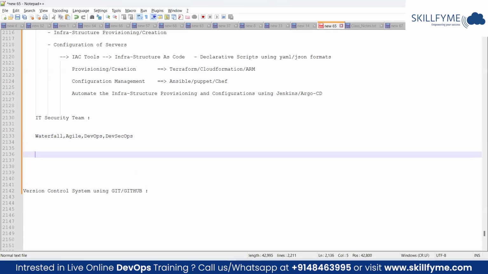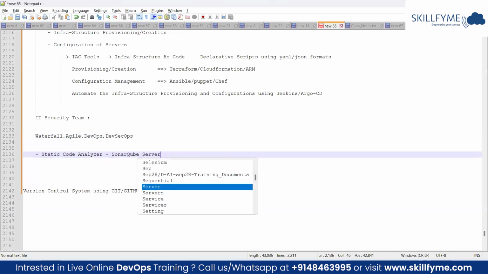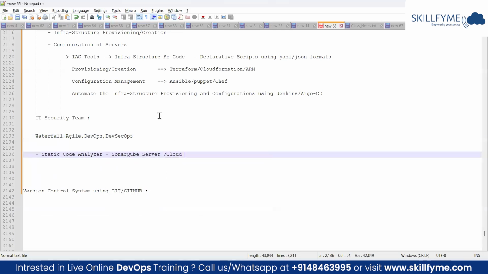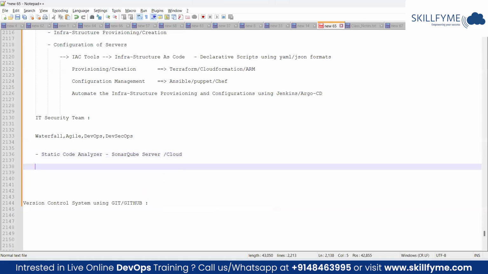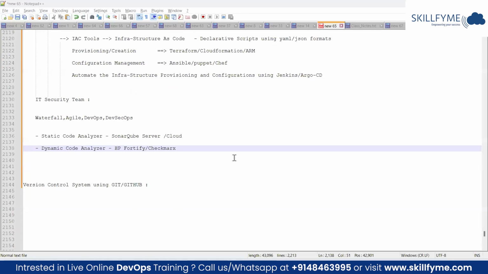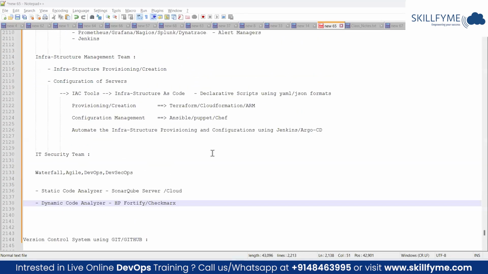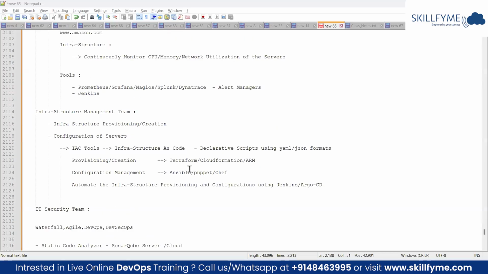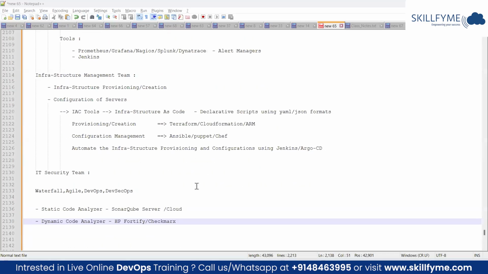As part of this IT security, we use some sort of static code analyzer like SonarQube. We can set up a SonarQube server or use SonarCloud for validating your changes. There are a lot of tools available. It is not just about a static code analyzer. We have something called a dynamic code analyzer also, like HP Fortify or Checkmarx. There are a lot of tools available in the market to ensure the coding standard. It all depends upon the company's coding standard. We can implement them one by one. So that is about DevSecOps.